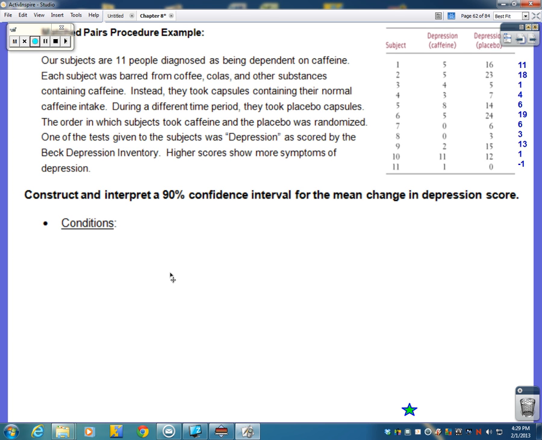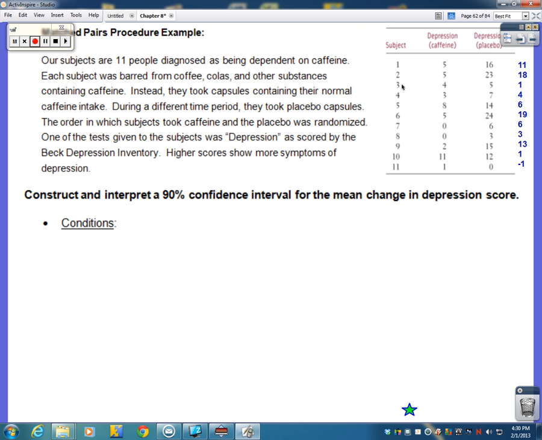So they did not want each person to always take the caffeine pill and then the placebo pill, because that would be a confounding effect. We would not be able to differentiate the caffeine and the placebo if they were all given in the same order. One of the tests given to the subject was depression, as scored by the Beck Depression Inventory. Higher scores show more symptoms of depression. Construct and interpret a 90% confidence interval for the mean change in depression score.